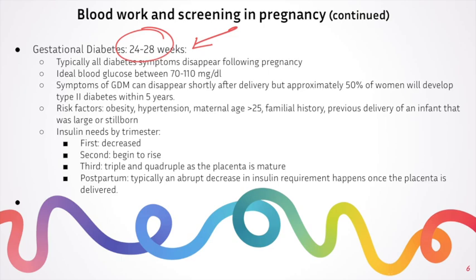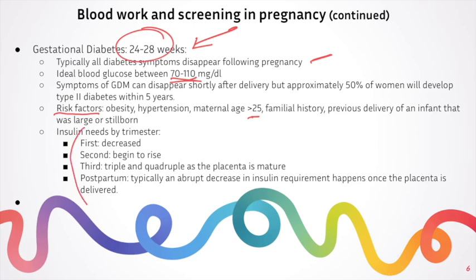A couple of things about gestational diabetes. Typically, somebody who has gestational diabetes, once they deliver, their blood sugar tends to go back to normal, and most of the symptoms, if not all of them, disappear following the pregnancy. Your ideal blood sugar is here, 70 to 110. Some risk factors for gestational diabetes: obesity, hypertension, somebody over the age of 25, a family history, and a previous delivery of an infant that was large or stillborn.